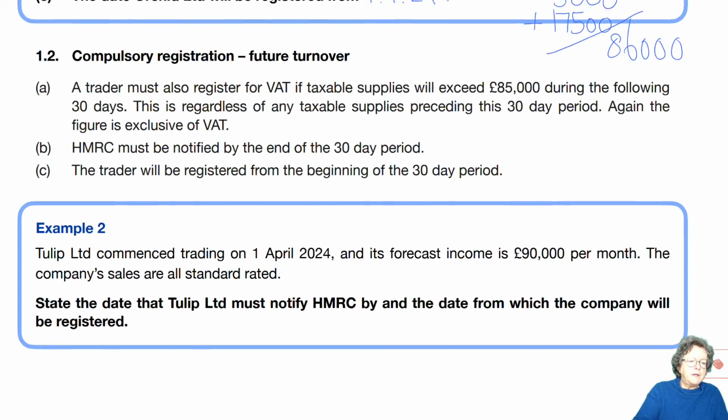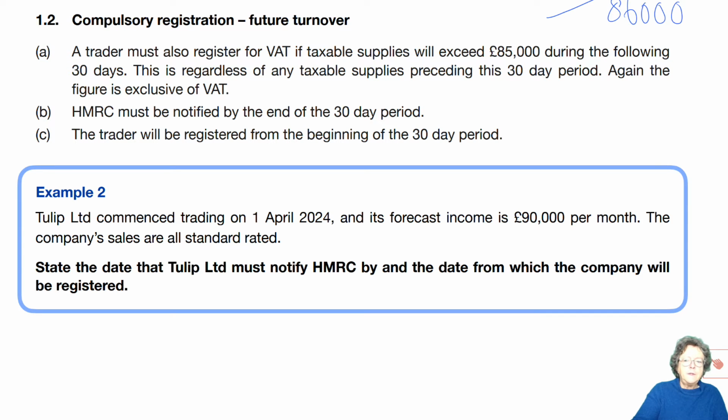Now, what about a future registration? This is important because if you're trolling along, doing whatever you need to do, your turnover is fairly regular, and all of a sudden you've got a very large contract coming up, the VAT people want the VAT on that contract. So it says there, a trader must register for VAT if the taxable supplies exceed 85,000 during the next 30 days. And that will then capture that large contract that you've made.